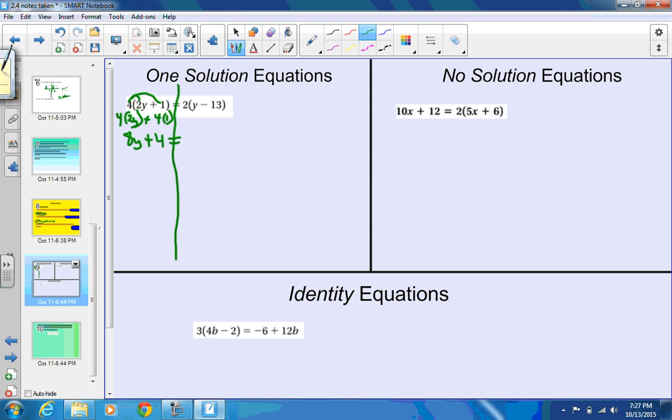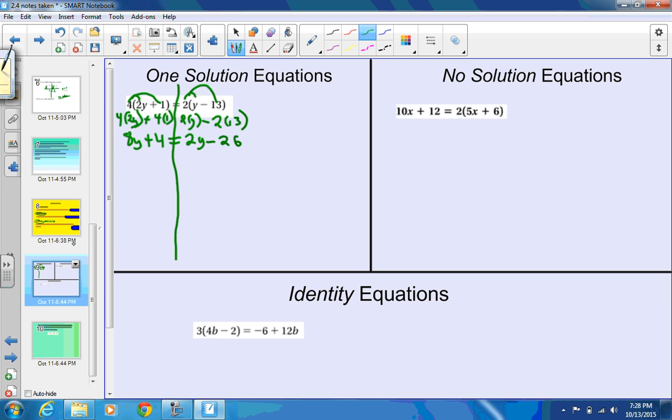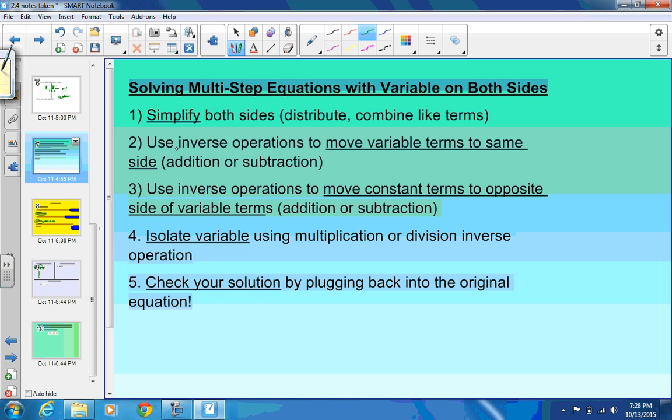Let's see about the right side. 2 times the y. Some more distributing here. And keep your minus sign. 2 times 13. So we end up with 2y minus 2 times 13 is 26. All right, so let's go back and review these steps. First, simplify both sides. We did that. We did our distributing. There's no like terms that we can combine. Step 2, use inverse operations to move the variable terms to one side.